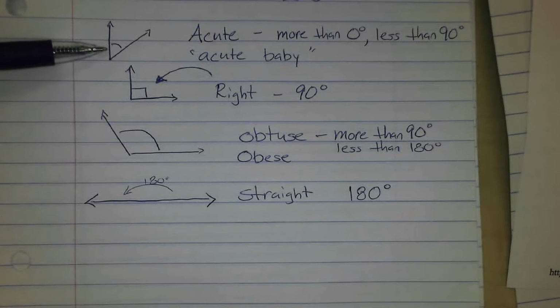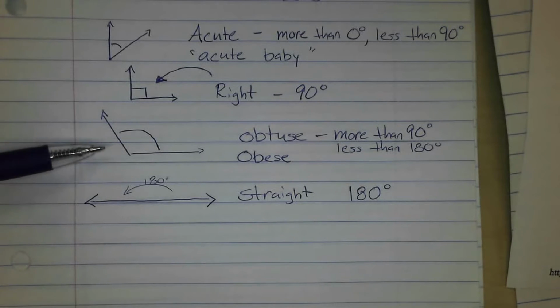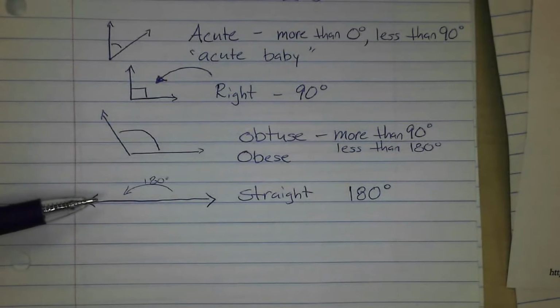So again, acute angle, more than 0, less than 90. Think of acute baby. A right angle, 90 degrees, baby stands upright. Obtuse baby, more than 90, less than 180. Think obese, looks like it has a big belly there. Straight angle, 180 degrees, dead, asleep.